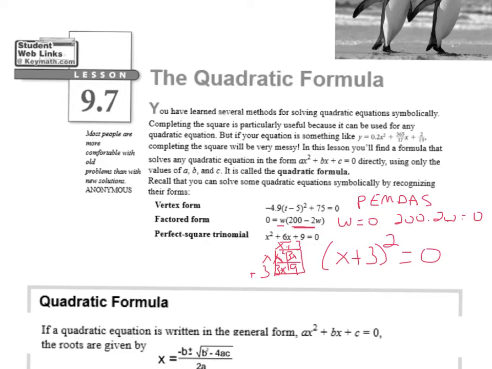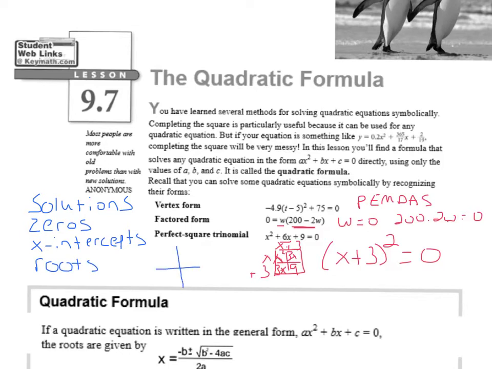Remembering that solutions, zeros, x-intercepts, and roots all mean the same thing. That's where if I have a graph and I have a parabola, then all of these things refer to the points right here on the x-axis.